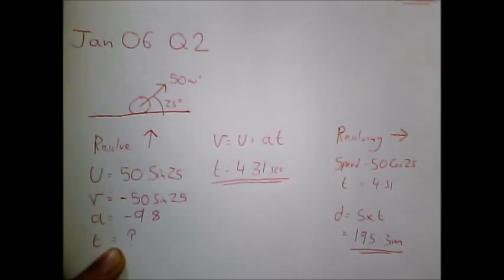Okay, and that's the first bit of the question done. In fact, no, I beg your pardon, that's both bits of the question done. So it wanted the time for part 1 and a distance for part 2. So that's question 2 done.